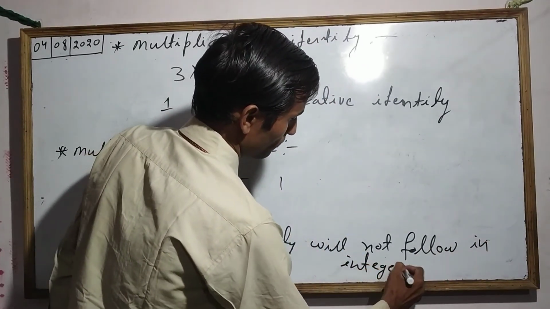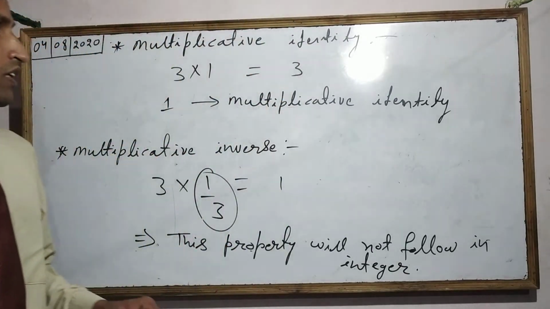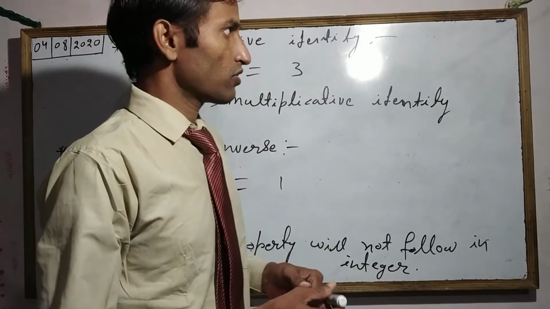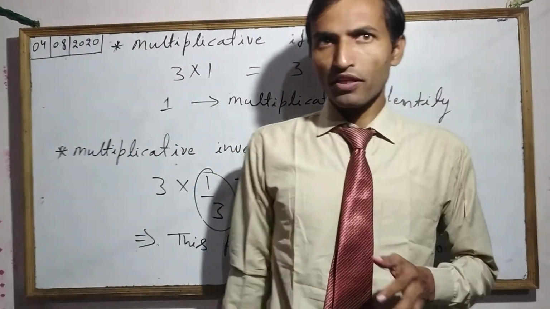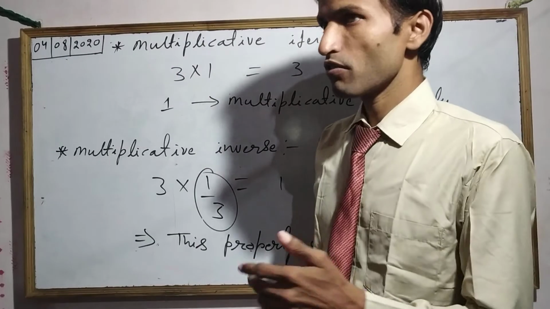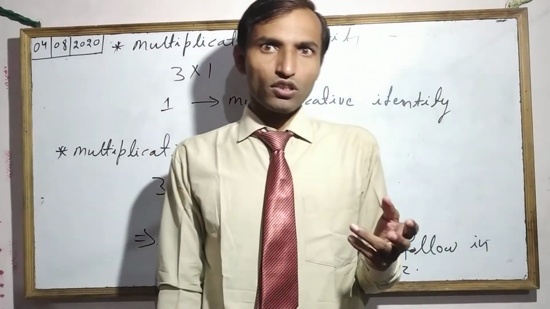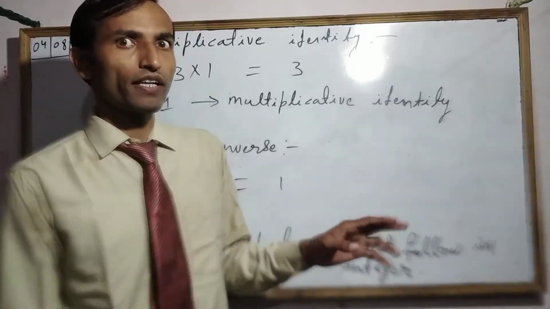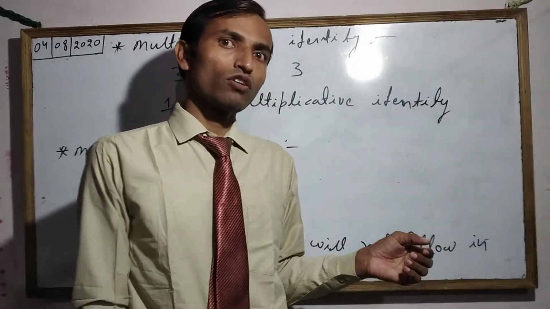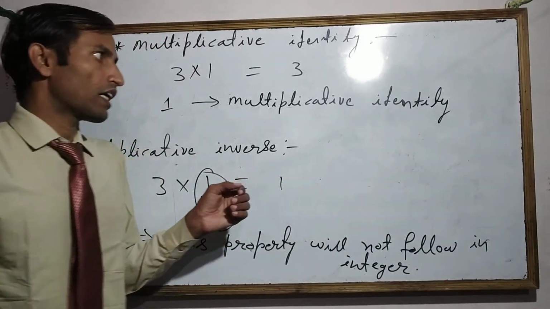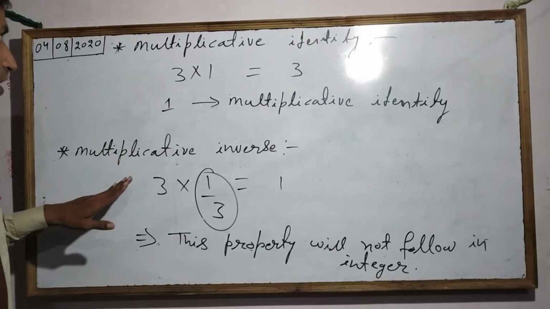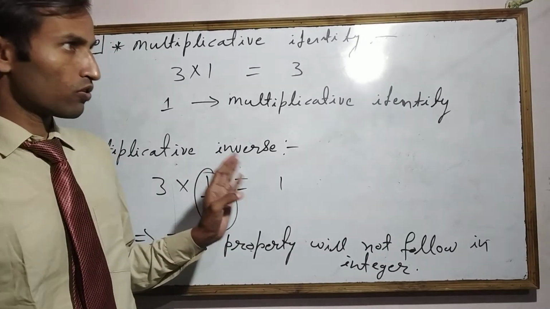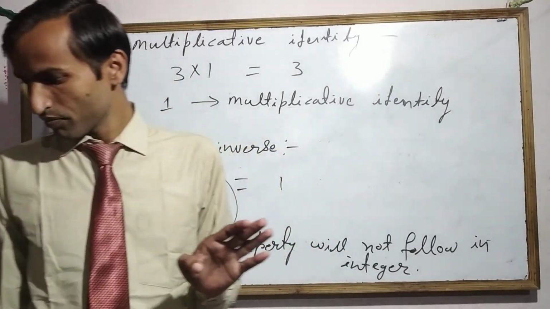Okay. Like that, in subtraction only the closure property will follow. Associative and commutative will not follow. In division, closure will also not follow, and commutative will not follow, associative will not follow. So I will explain only up to multiplicative inverse, and the rest I am not explaining because they are not following.